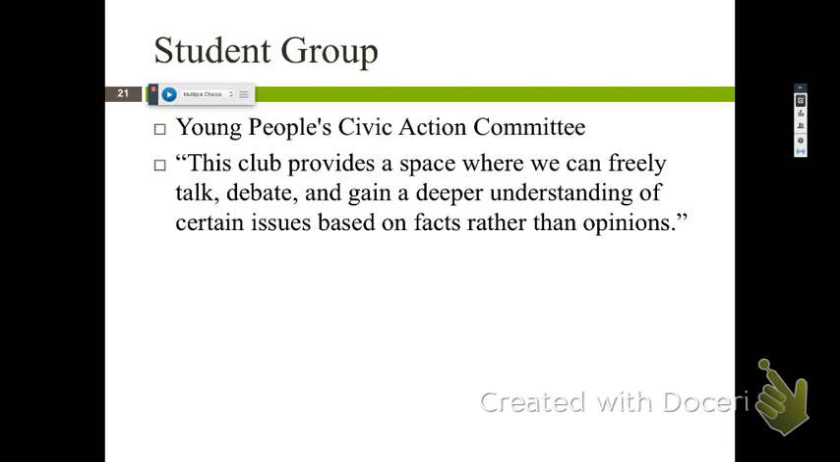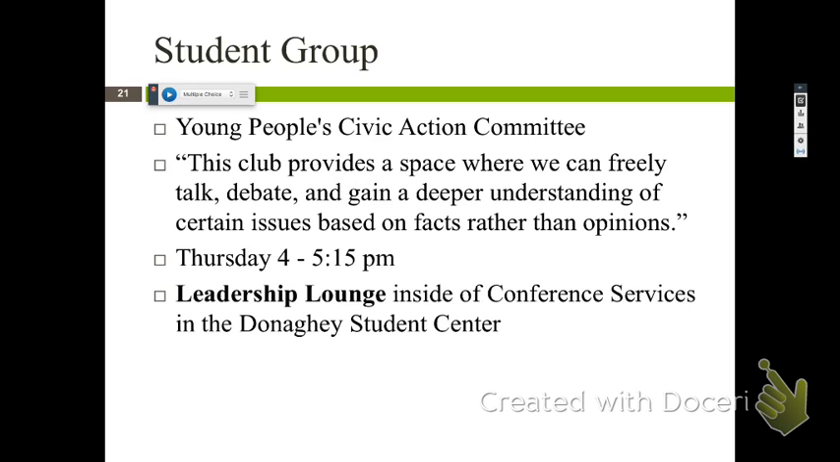And so I'm going to be joining this group tomorrow, and I was asked to share about this group with the class, because you might be interested in engaging with other peers who are inquisitive and want to talk about facts as opposed to opinions, and use that to think about what it is that we do in our lives. They're meeting in the leadership lounge inside the conference services. I don't even know where this is. I'm going to figure that out.